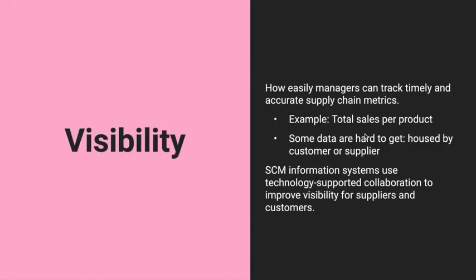Though visibility is important, some data are hard to get. Some data are housed by a customer or supplier and they are not willing to share these data, and some data are actually not tracked, such as the case in some sari-sari stores where they do not record their inventories.